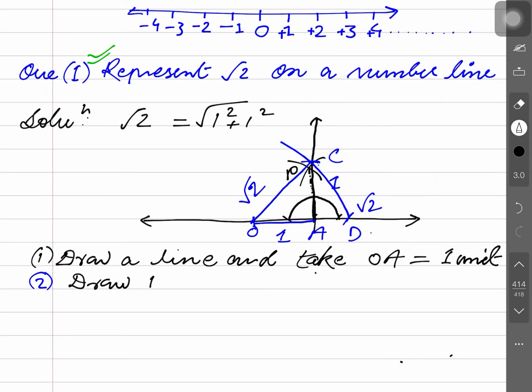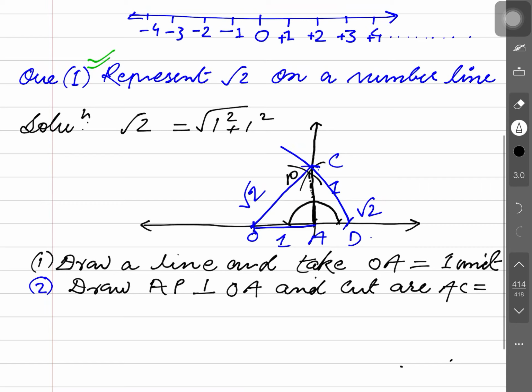The steps of construction one by one are to be done by you. Draw a line and take OA is equal to 1 unit, as I have done here. Draw a perpendicular. What is the name of the perpendicular? AP perpendicular to OA. Is that clear? And cut an arc AC is equal to 1 unit.